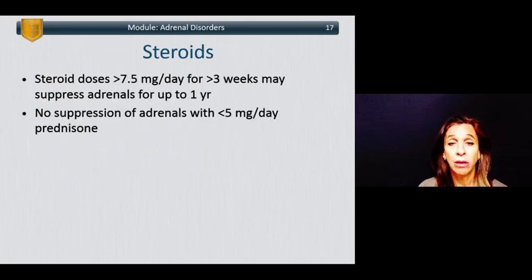Steroid doses greater than 7.5 milligrams per day, as mentioned in the discussion of the question, for greater than 3 weeks, may suppress the adrenals for up to 1 year. Not absolutely always, but may. There typically is not any suppression of adrenals if one is on 5 milligrams or less of prednisone daily.